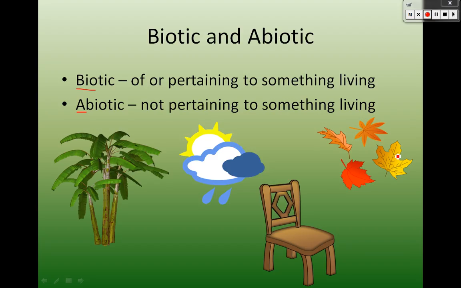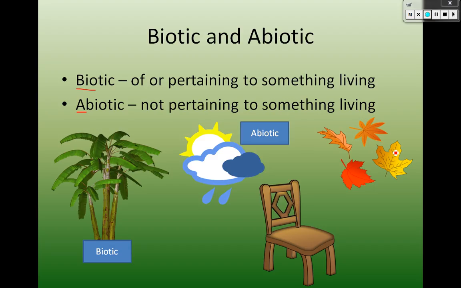Alright, let's get some answers here. The tree, hopefully you said, was biotic. That is clearly something that's living. This looks like it's still growing, clearly biotic. The sunshine and the rain cloud, those are what we'd call abiotic factors. The sun is not living, never has been living. Rain clouds, not living. Rain itself, not living, never has been. So those are abiotic factors.